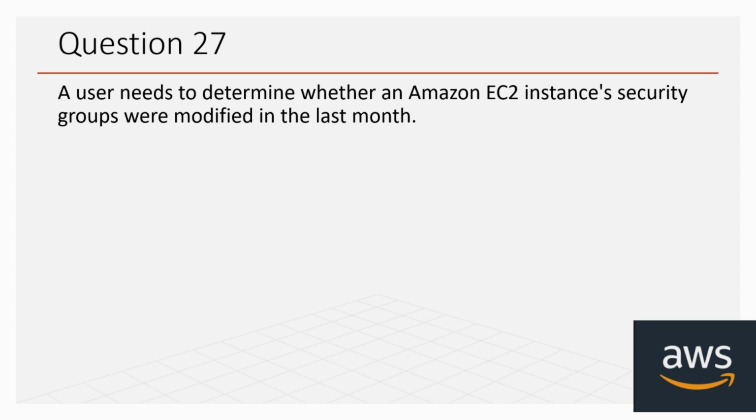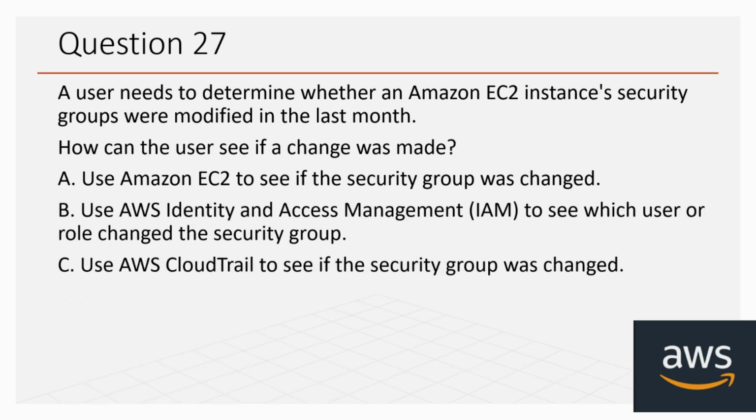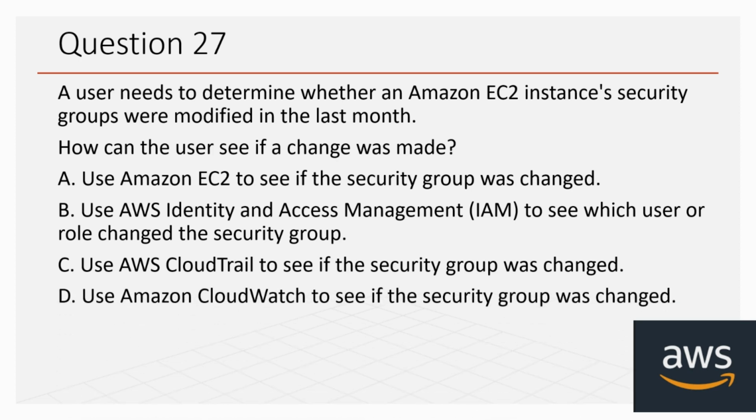Now let's look into question number 27. A user needs to determine whether an Amazon EC2 instance's security groups were modified in the last month. How can the user see if a change was made? So these are the options. So how can the user see whether the Amazon EC2 instance's security groups were modified last month or not? So these are the options.